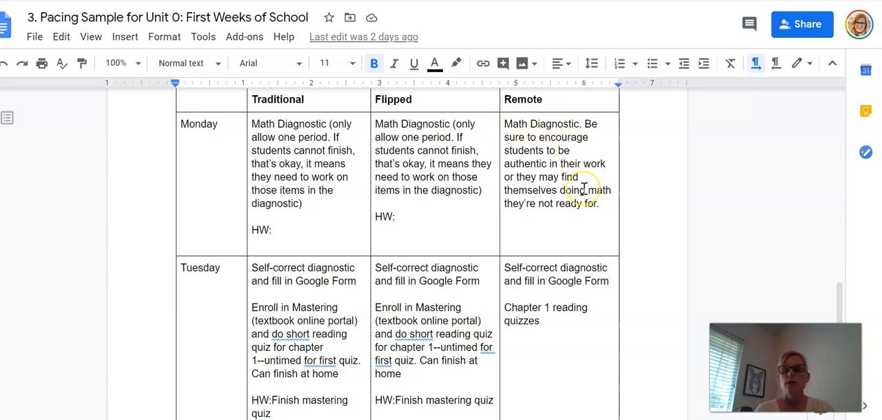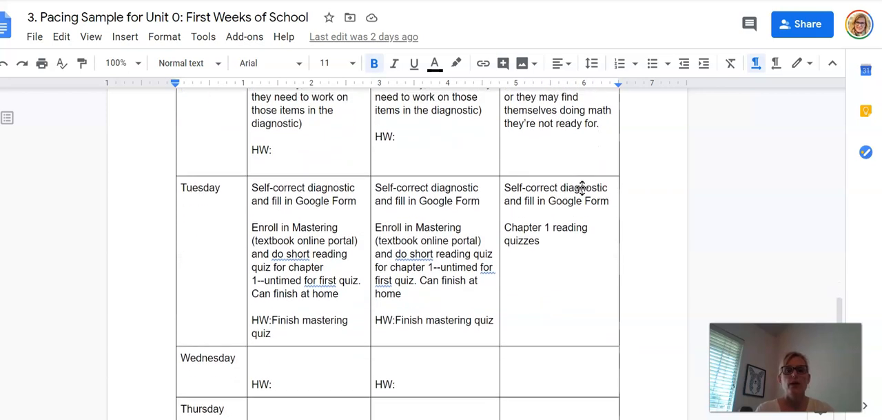For remote learning, I would give it to them too, but there wouldn't be a time limit. I'm going to encourage them that they need their work to be authentic. And if you don't know how to do something, that's okay. Don't do it on the diagnostic. You don't have to answer everything that's on the diagnostic. You just know that that's a weakness.